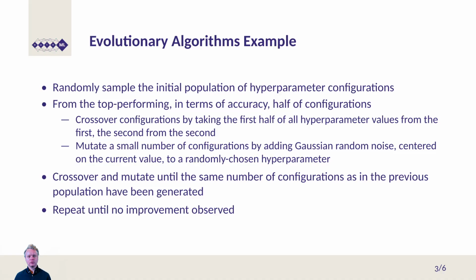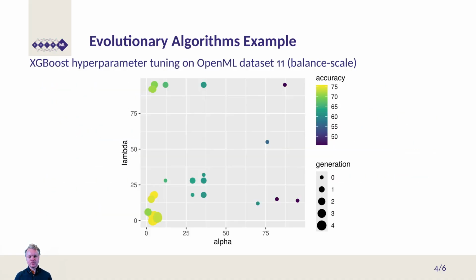So what does this actually look like in practice? Let's have a look at the running example of XGBoost on OpenML dataset 11. Again, I have chosen my two hyperparameters lambda and alpha here. This graph is slightly different to what you have seen before, in that the accuracy is still encoded as the color, but the size of the circle now shows you the number of the generation that we're in. And what we can see here is that, to start with, on this side of the graph we have a bunch of not so very good configurations, so we don't observe a good accuracy there.